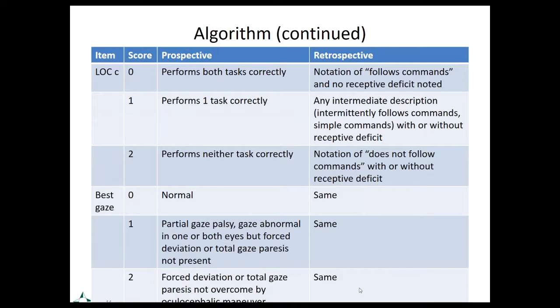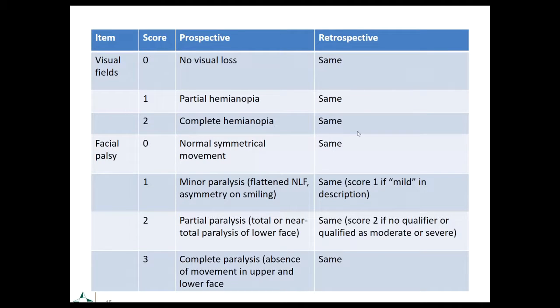For facial palsy, basically it's just whatever is described in the record. If it says that there is mild facial weakness, then we would assume that that's minor and they would be scored a 1. If they have partial face droop and no qualifier, if the record does not say moderate or severe, then they would be scored a 2. And if they say complete paralysis and it's markedly or severely drooped, then that would be scored a 3.